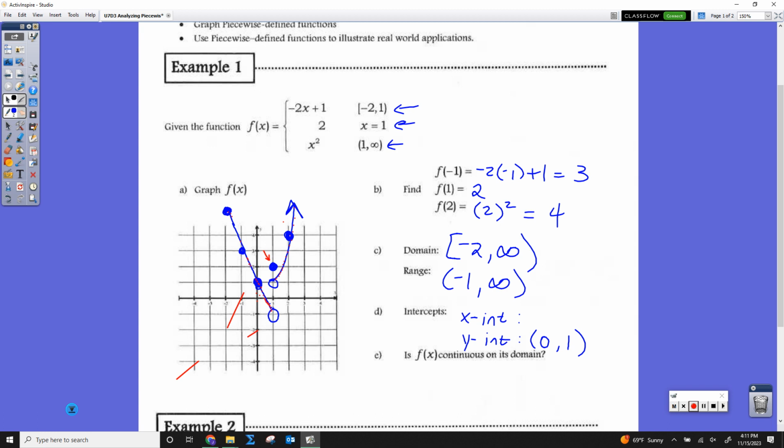X-intercept might be a little more difficult, but we can see the x-intercept occurs. Let me do this in black. Right here. There's our x-intercept.